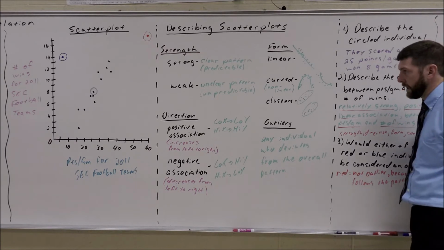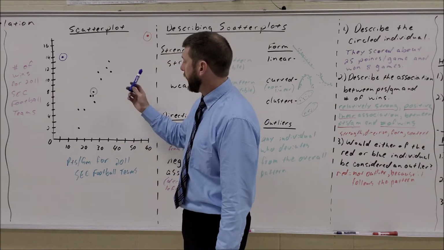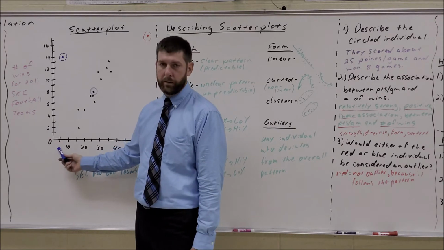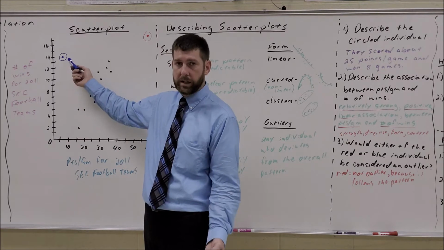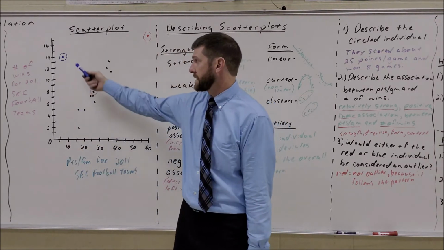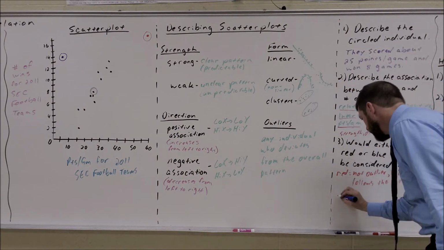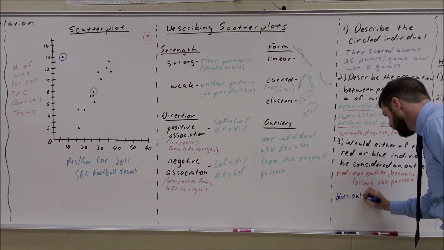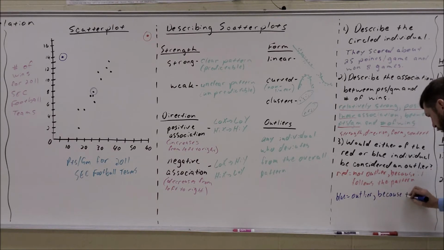The blue dot, however, does not. We said we had a positive association. So high points per game should produce a high number of wins, and a low points per game average should produce a low number of wins. This team right here won 14 games, but only scored like 5 points a game. That's an insane defense. They were very different from the overall pattern. So in this case, the blue team would be an outlier, because they don't follow the pattern.